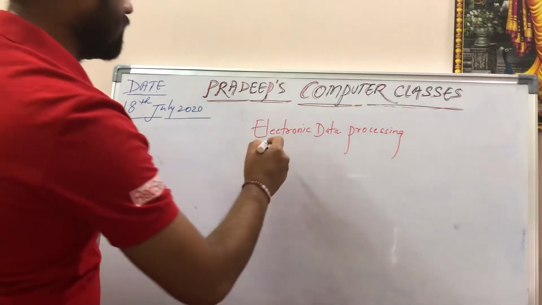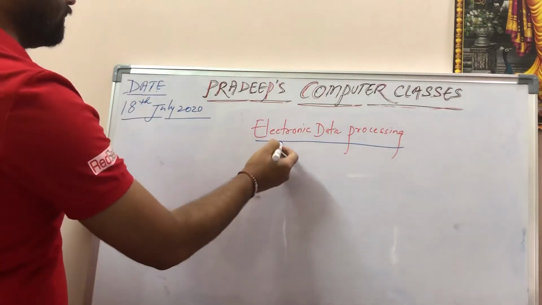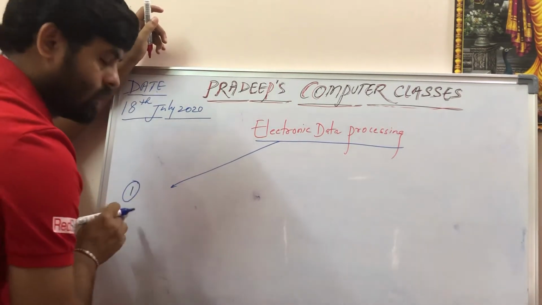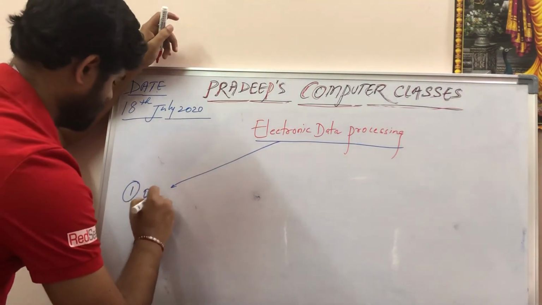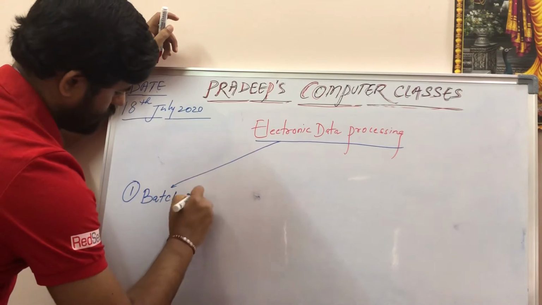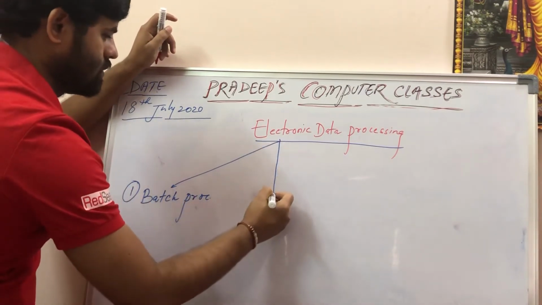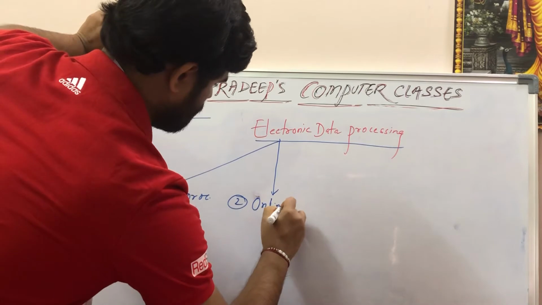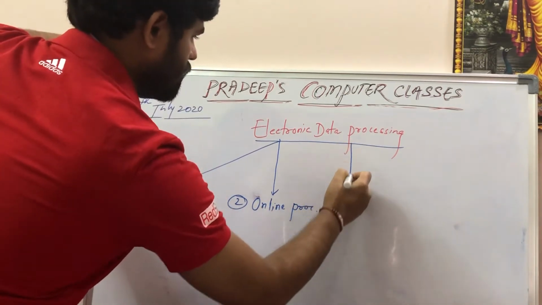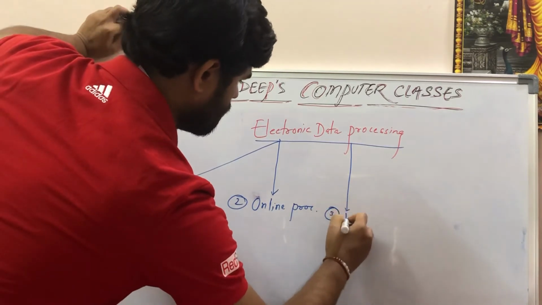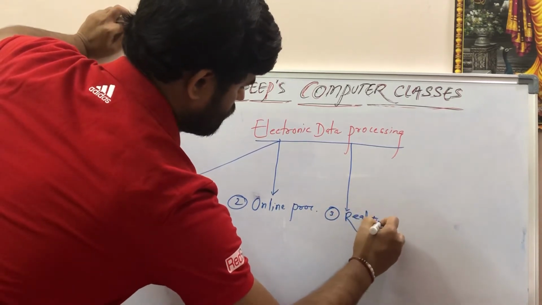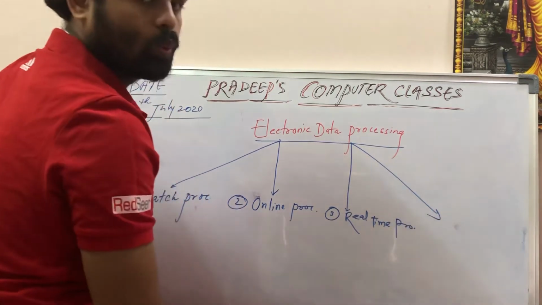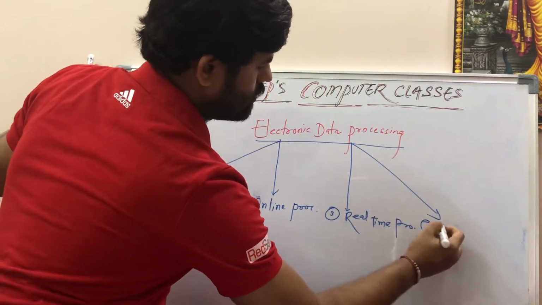Okay, so next point. In the electronic data processing, first is batch processing, second is online processing, third is real time processing, and fourth is distributed processing.